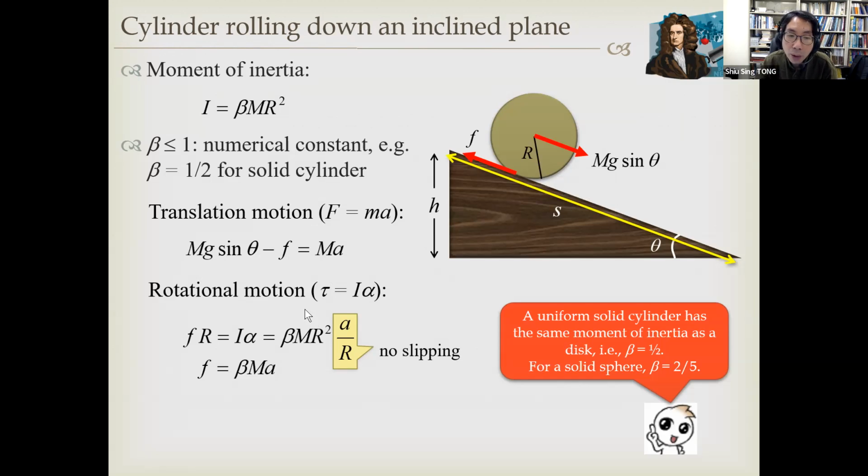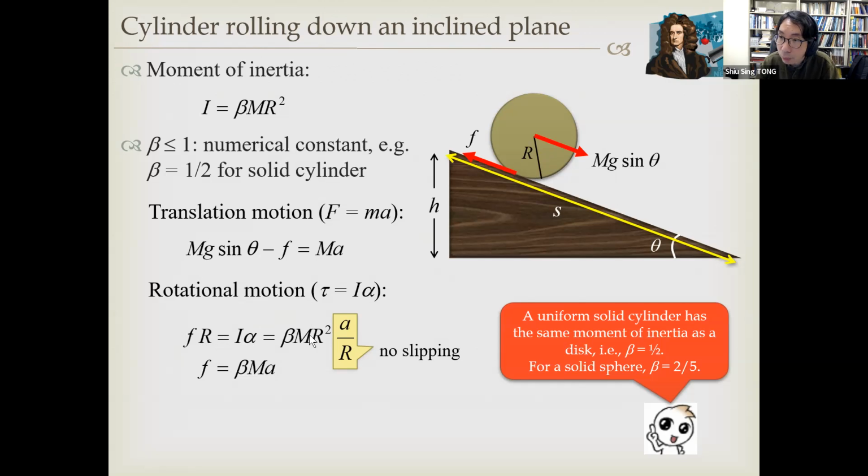Now we can also have a similar equation for rotational motion, and that's tau equal to I alpha. Again, the force of gravity does not produce any torque because it acts directly at the center. So we can ignore gravity, and we consider only the torque produced by the friction. The torque produced by the friction is Fr, and that's equal to I alpha.